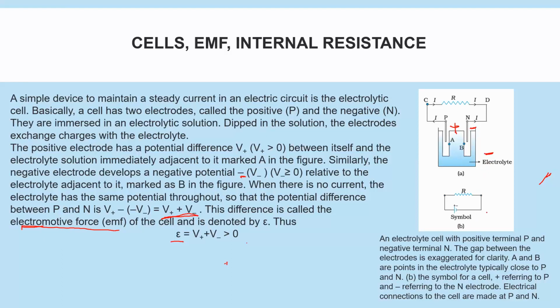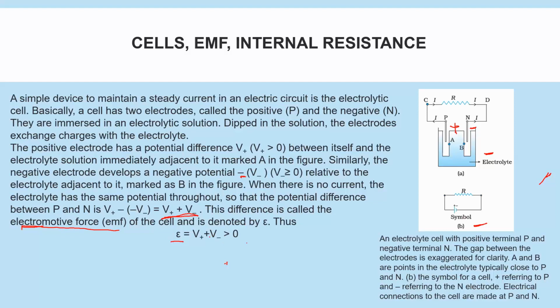And in a circuit, you refer to this cell with this symbol, where the longer line is the positive electrode and the smaller line is the negative electrode. The connections are made with respect to a resistor. So this is how you symbolically represent a cell. And this cell will have an EMF, which is the potential difference between the two electrodes when there is no current passing through it.